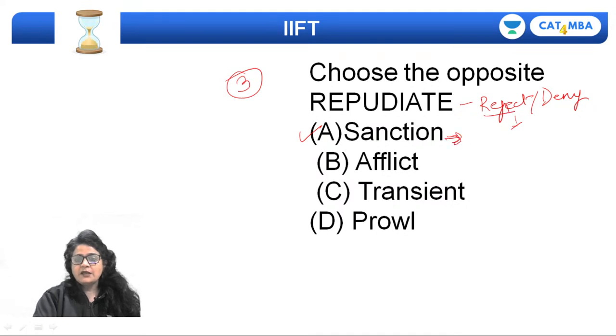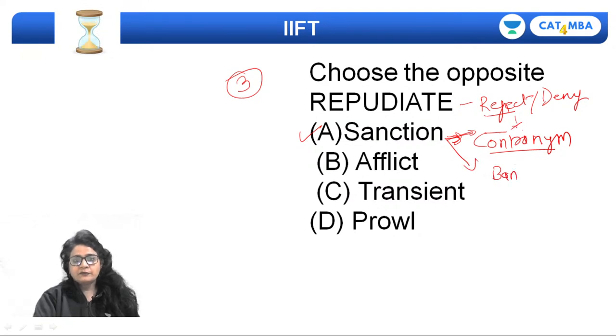Now sanction, please understand, this is a contronym. Sanction is a contronym because it has two opposite meanings. So sanction has one meaning, approve. So the loan has been sanctioned by the bank. So that is approved. Sanction also means ban, just opposite of approve, right? So the entry of Pakistan has been sanctioned in international summits. That means it has not been approved, rather it has been banned. So it is a contronym. Contronyms are words that have two opposite meanings. One word has two opposite meanings. Sanction is one of those words.